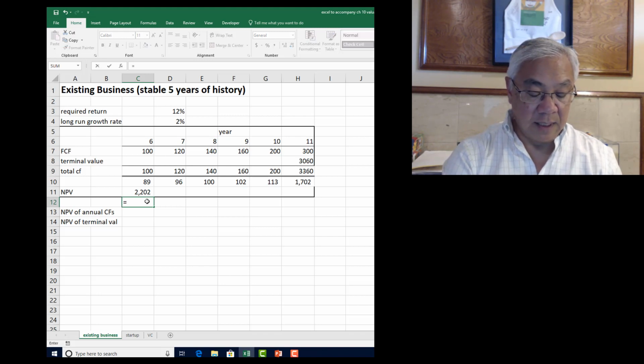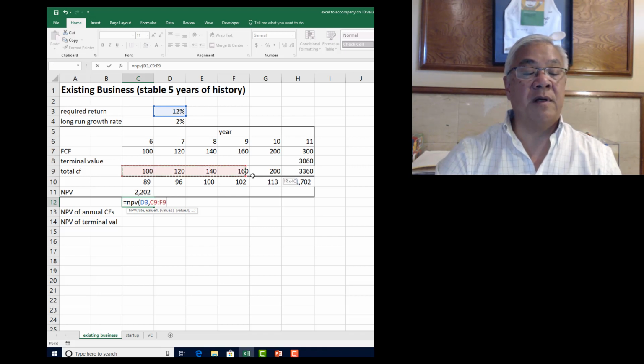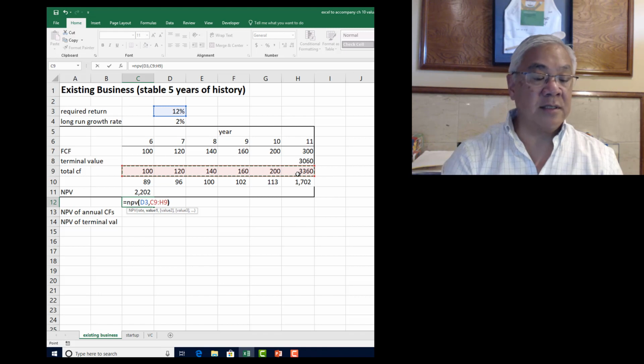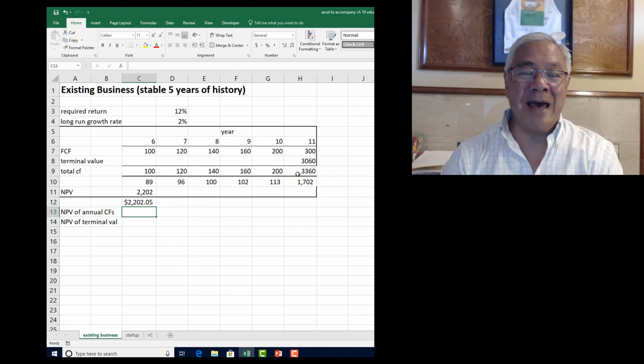Now, we could have done a shortcut using the NPV calculation. So equals NPV, and we start with the rate, which is again 12%, comma, and then we use the values for each of the years. And so here we'll take the strip of data, close parens, and we get the same number. All right, it better be because this is the same math behind it.